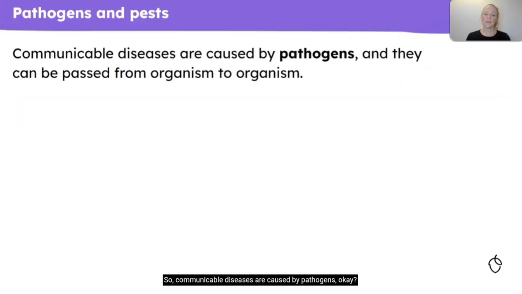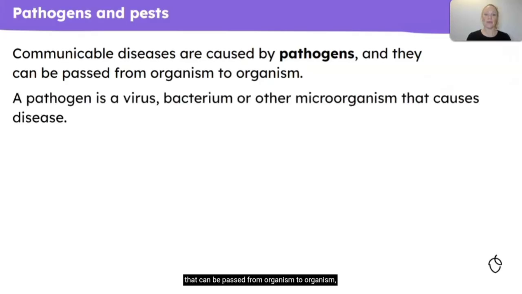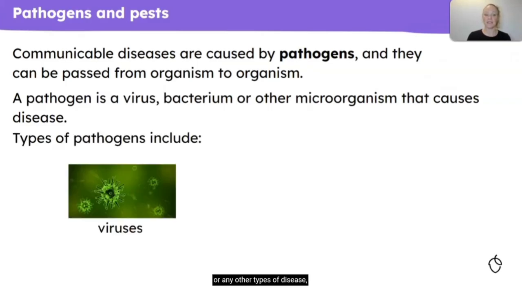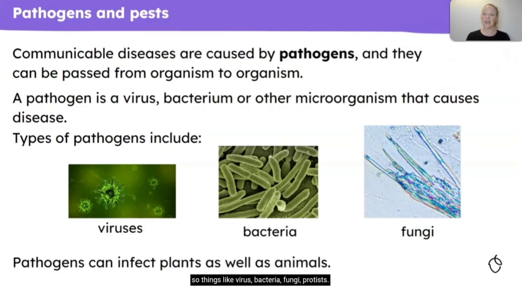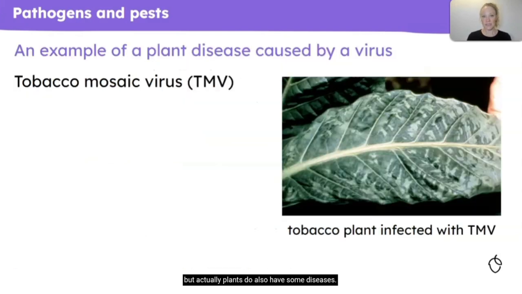So, communicable diseases are caused by pathogens, okay? Pathogens are microorganisms that can be passed from organism to organism, hence the fact that it is communicable. A pathogen can be a virus, a bacterium, or any other types of disease, so things like virus, bacteria, fungi, protists. Pathogens can infect plants as well as animals. So we often think about communicable diseases like measles that infects people, but actually plants do also have some diseases.